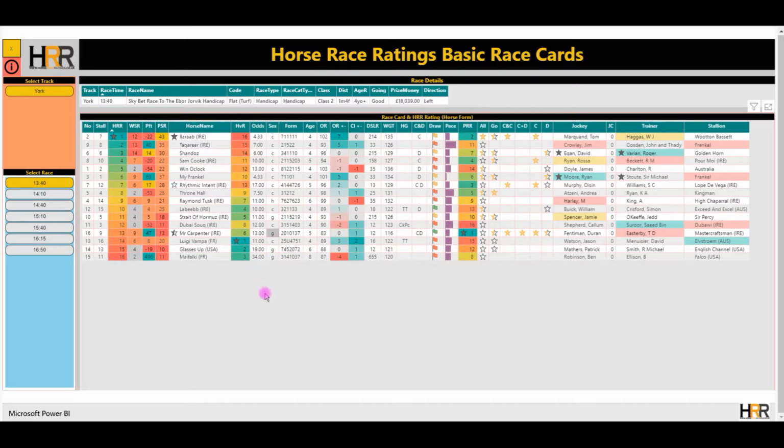We then have the sex of the horse, the horse form, and the age of the horse. That's all fairly self-explanatory. This is all standard race card information.